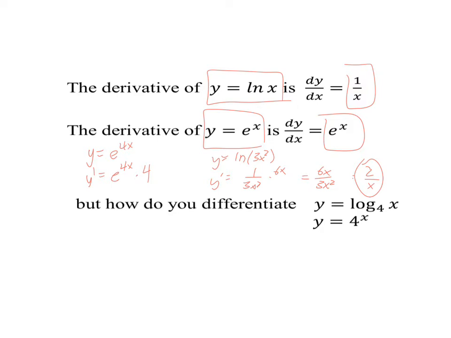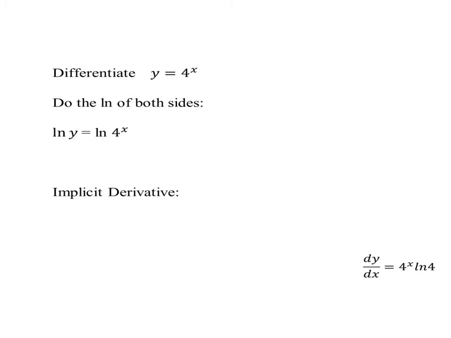Okay, so those were the main ideas we did yesterday. Now today what we're going to do is figure out how to do logs and exponents when it's not base e. You can see at the bottom I've got log base 4, and exponents with the base 4. So we'll start with the exponent, and we're going to try to figure out how to do that derivative.